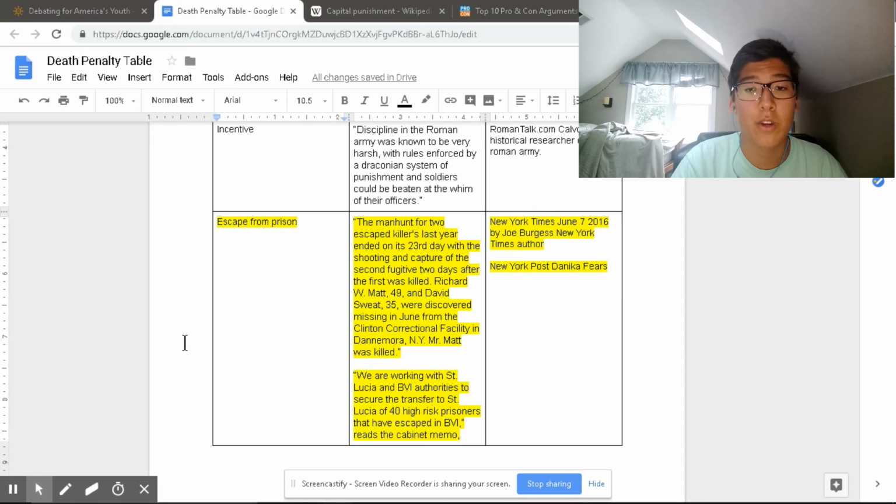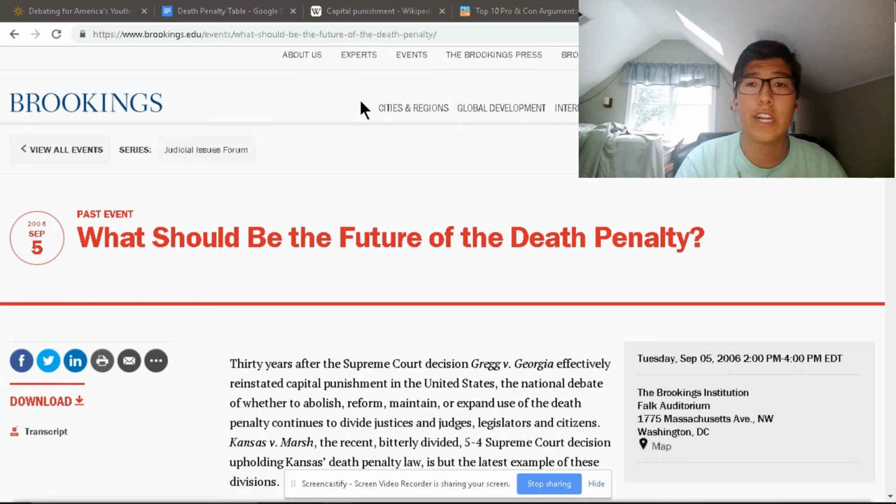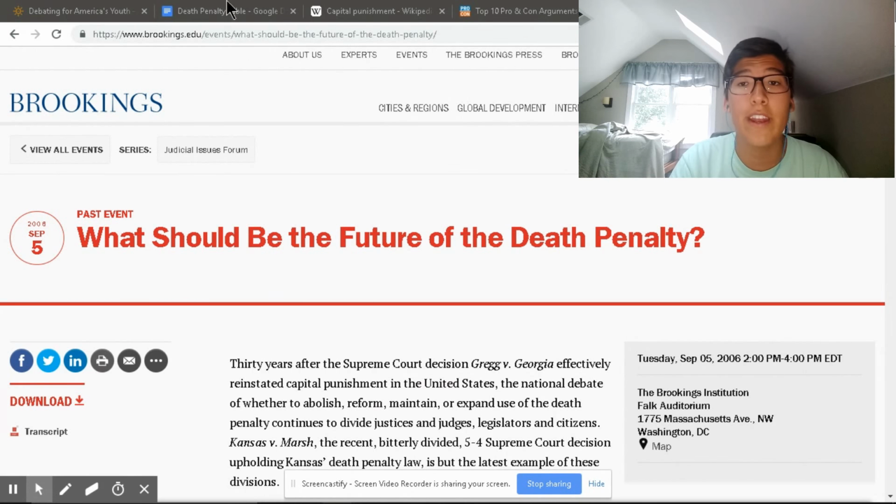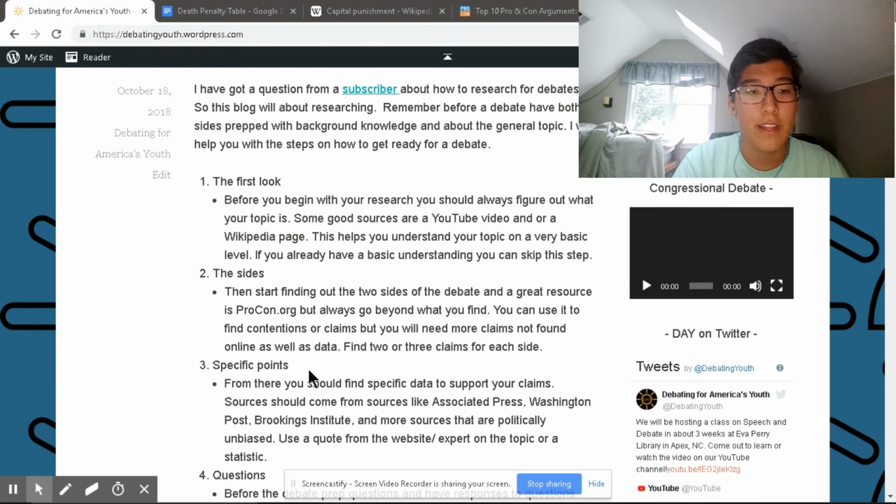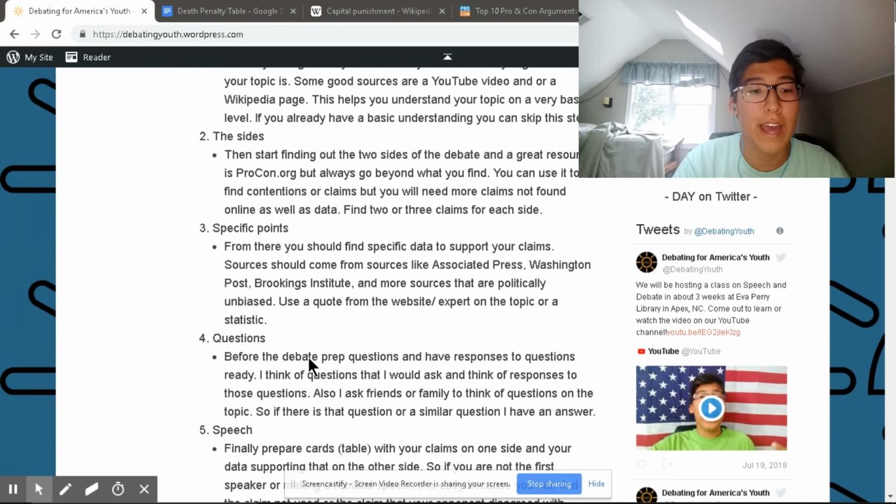And here's my websites I used. New York Times is a great source. New York Post is a good source also. Brookings Institute is also a great source. Associated Press, anything like that. You want to try to find as many unbiased sources as you can find, and then include them in your data. So after that, after you find some specific points, you want to have some questions written.